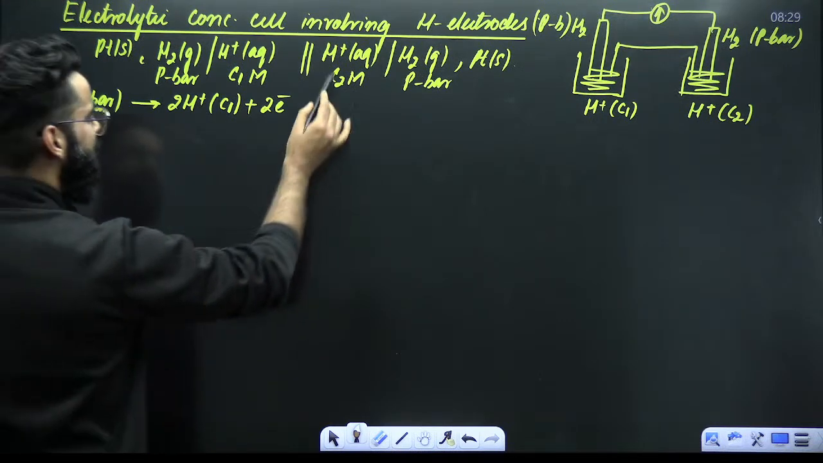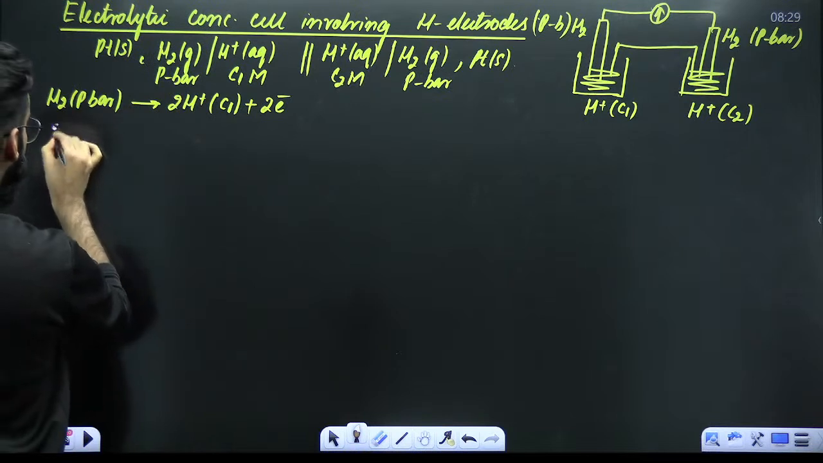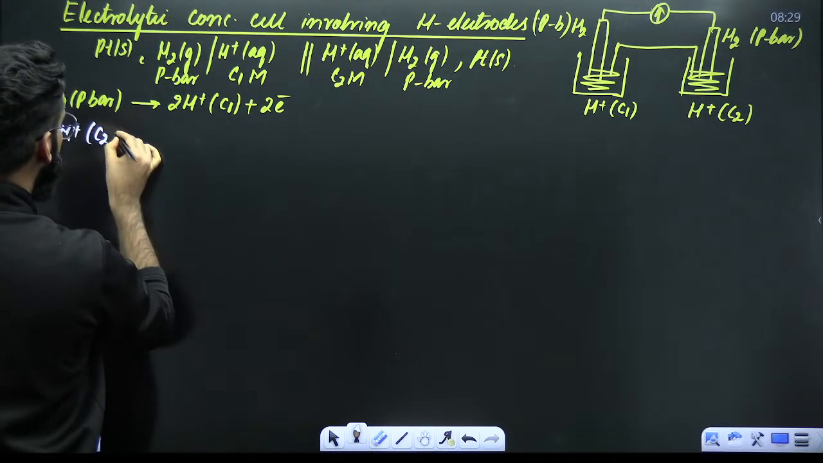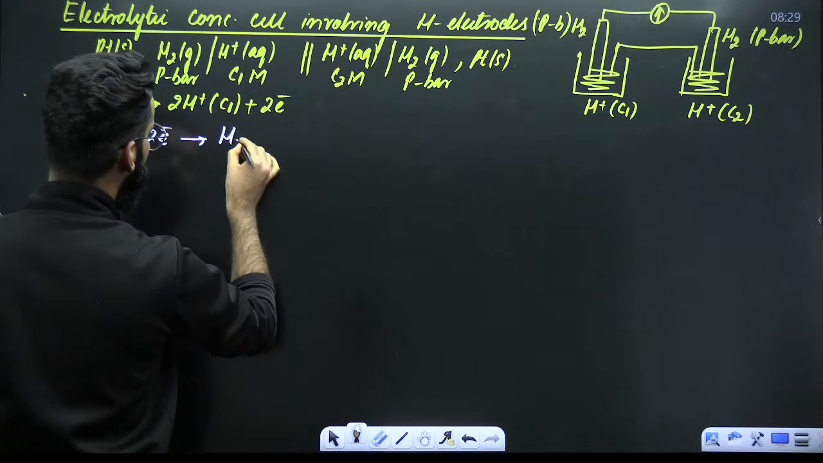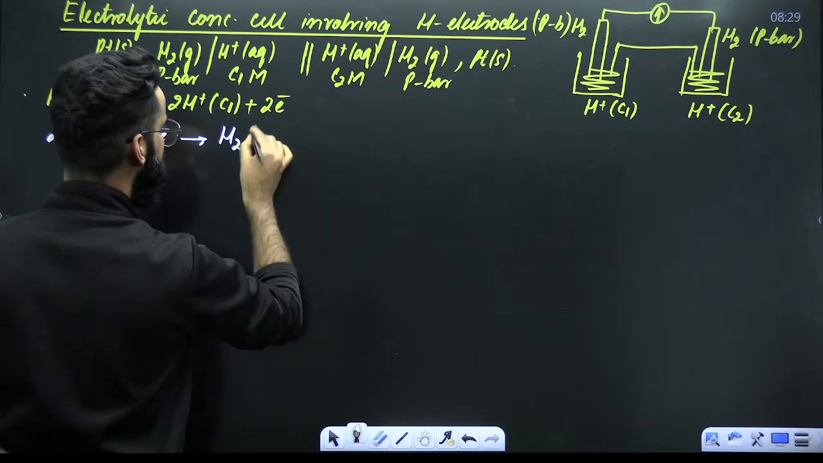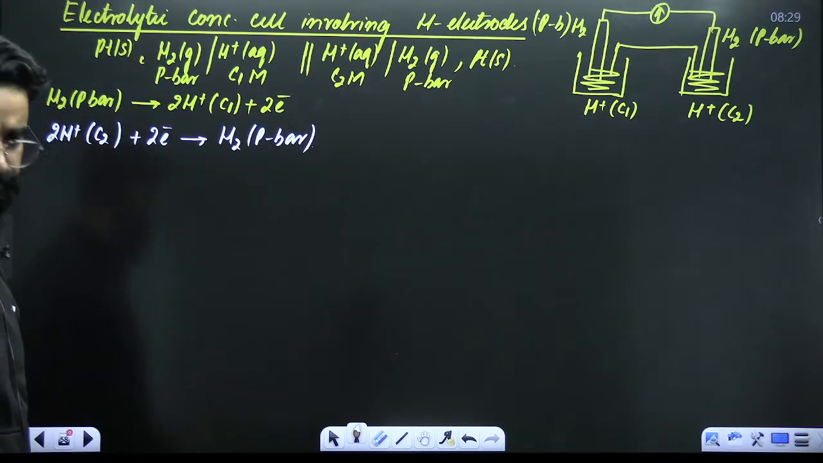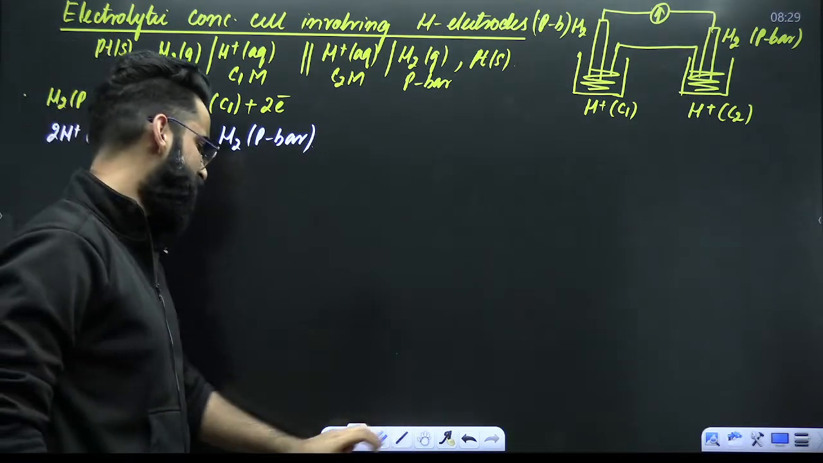Similarly, what should be the reaction at the cathode? At the cathode, reduction should take place. H positive should get converted into H2. So the reaction has to be 2 H positive, whose concentration is C2 molar, gaining 2 electrons and getting converted into H2 gas, whose pressure is again P bar only. So this has to be the reaction at the cathode. This has to be the reaction at the anode. This has to be the reaction at the cathode. What should be the net reaction?